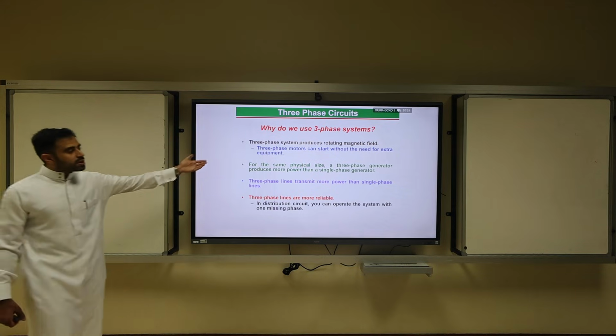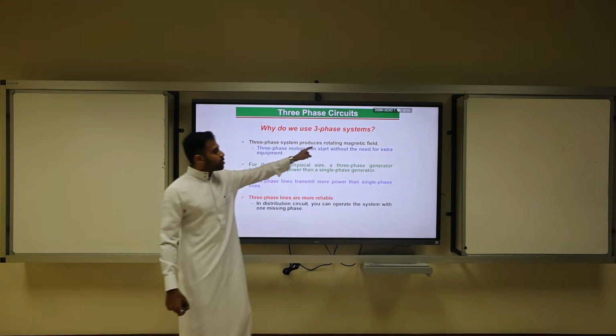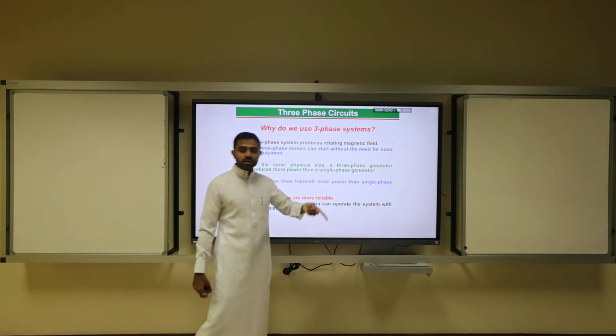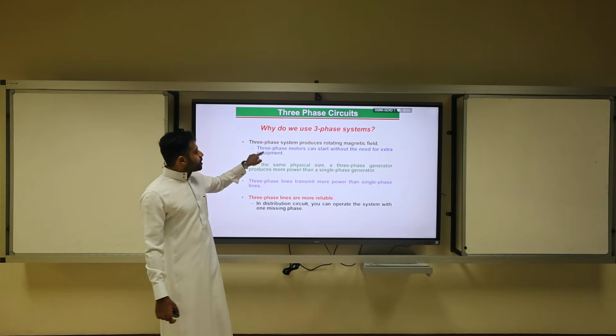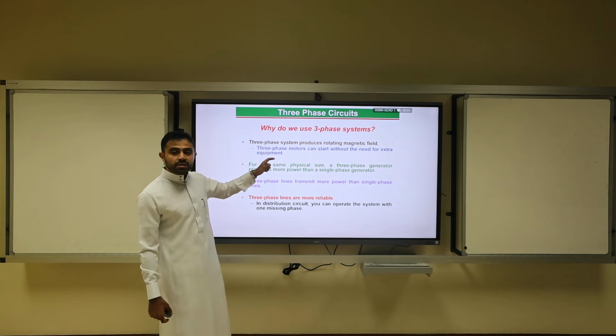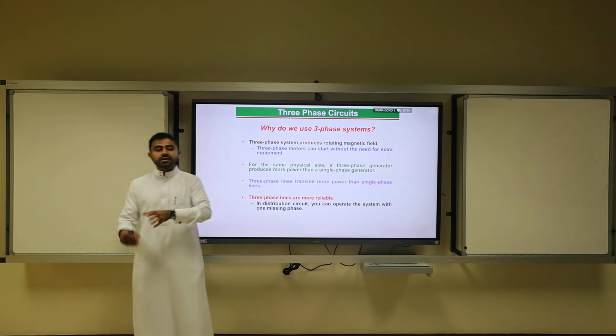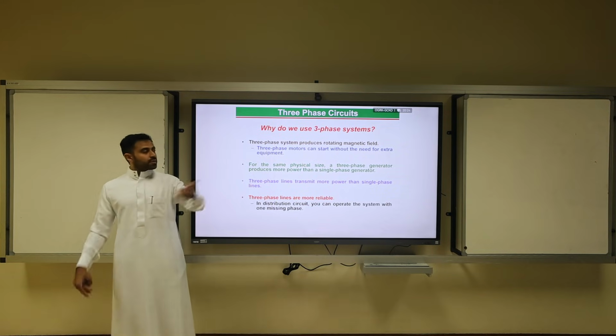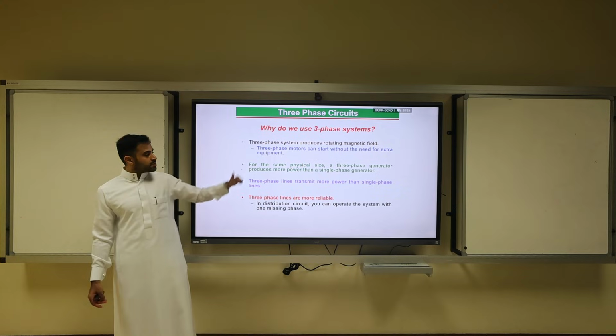For these reasons. 3-phase systems produce a rotating magnetic field, the RMF. 3-phase motors can start without the need of extra equipment. The single-phase motors need a capacitor to start. But the 3-phase motors can start by themselves.